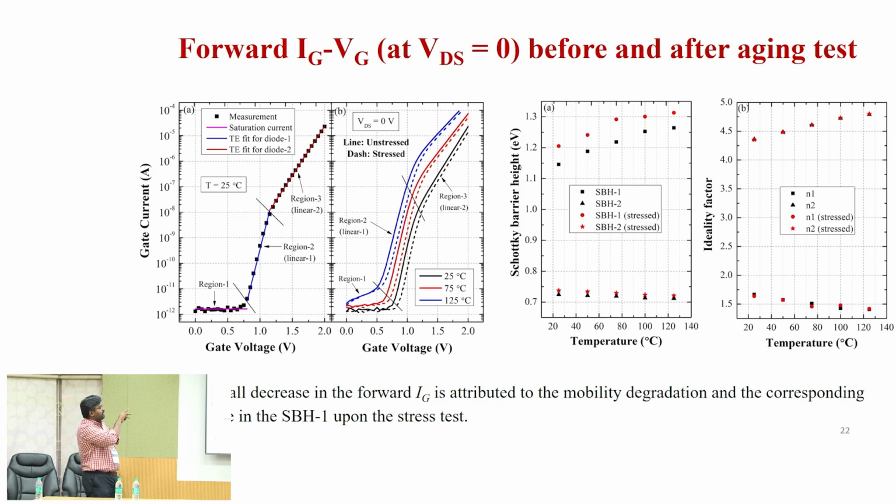So after the stress effect, there is a small increase in the barrier height. The physical phenomena behind that we need to see, but there is an increase in the barrier height for the first diode, but in the second diode there is no variation.